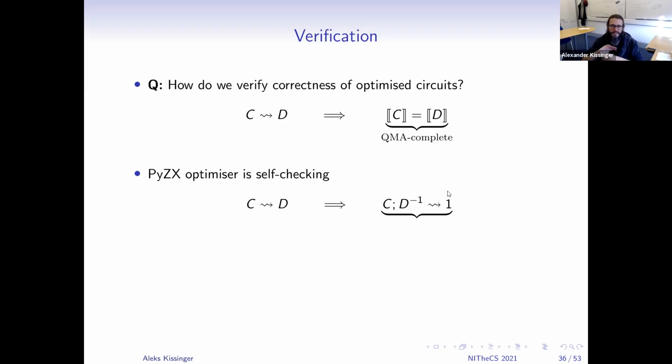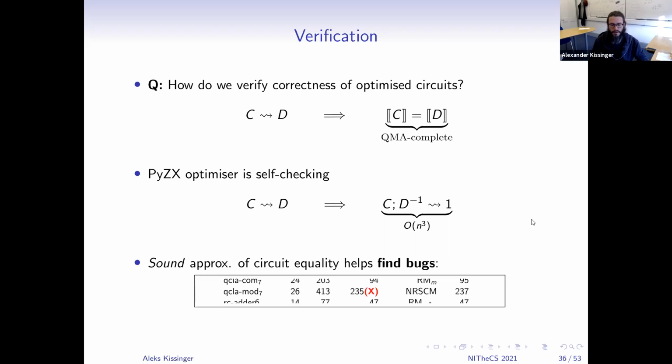But a nice thing about PyZX, where we implemented this optimization strategy, is that it's self-checking. If a circuit reduces to a circuit C, and it reduces to another circuit D, then if I do C and then the inverse of D, our simplifier will reduce that to the trivial circuit. If these two things are inverses of each other, then this should reduce to the identity. This takes cubically bounded time, and in practice it's quite a lot better than that. So we can use this optimizer to verify the optimizer, for one thing.